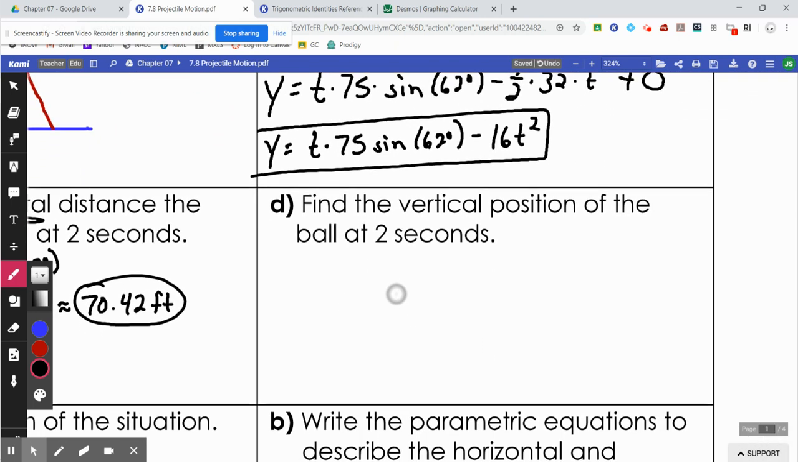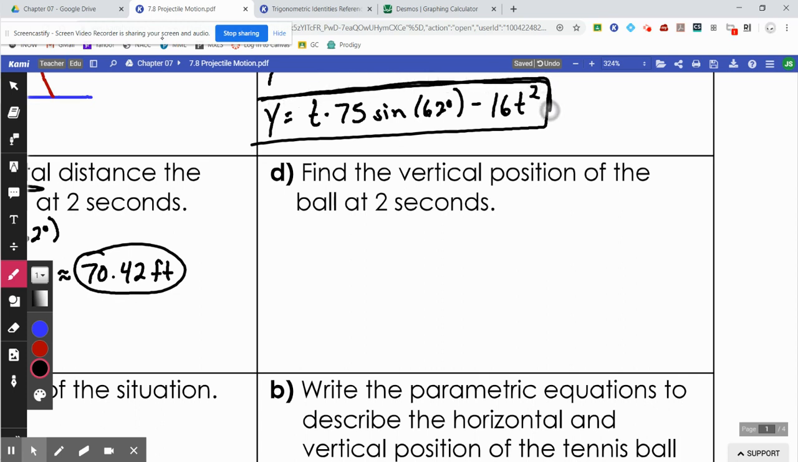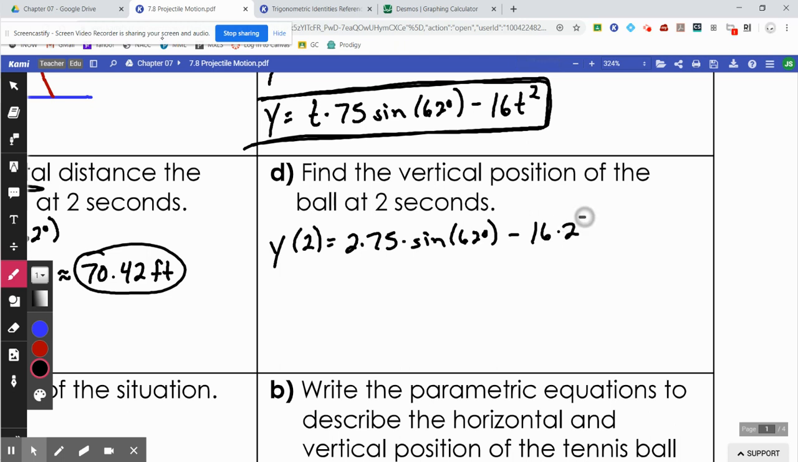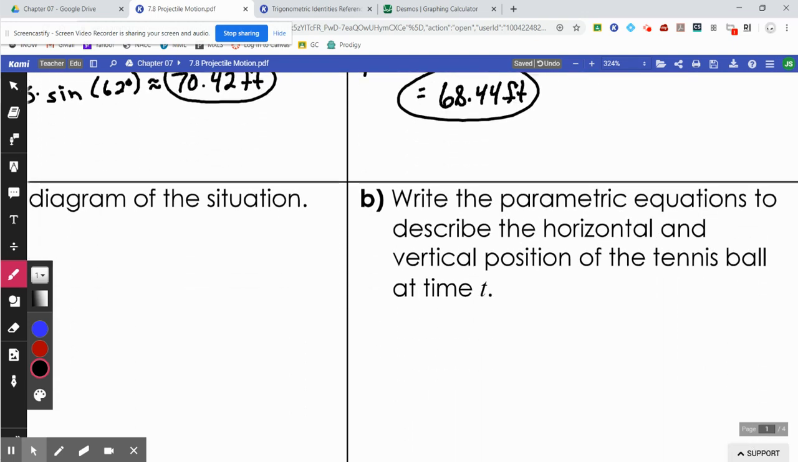Find the vertical position of the ball after 2 seconds. So to find the vertical position, we're going to use our y equation right here. So we're saying how high is it after 2 seconds? So that'd be 2 times 75 times sine of 62 minus 16 times 2 to the second power. And again, it's all just plugged into the calculator, and you get 68.44 feet. So after 2 seconds, it has traveled 70.42 feet and is 68 feet in the air. Next one.